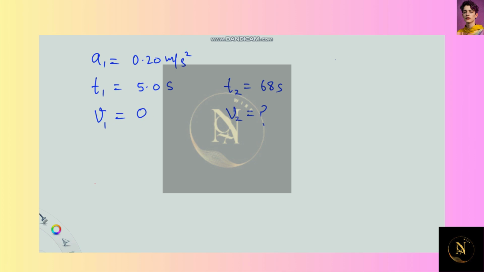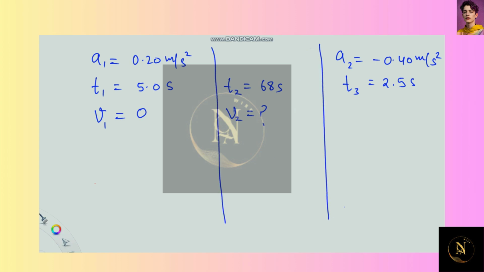Then for the retarded motion, a2, that is minus 0.40 meter per second square, and it retarded for a time t3 is equal to 2.5 second and then reached the shop owner. We have to find the total distance covered by the robot. So for this motion, first of all, we divide this motion into three parts.